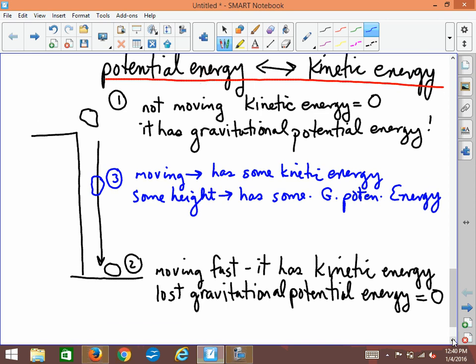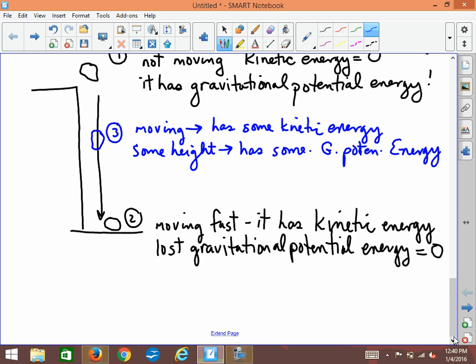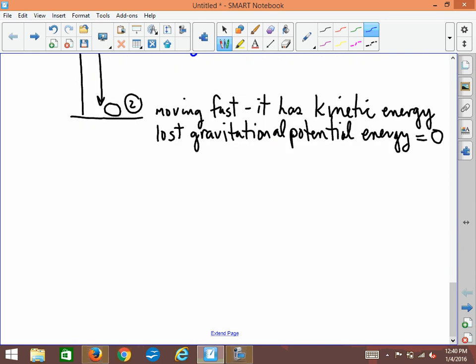Now, the important rule is called the law of conservation of energy.